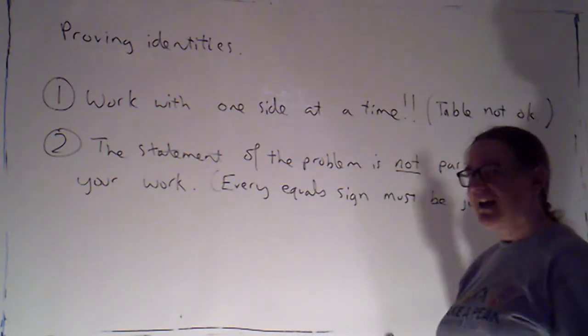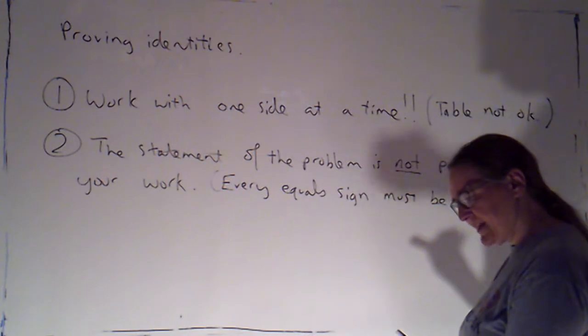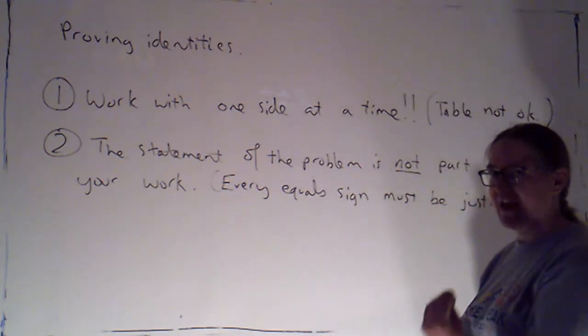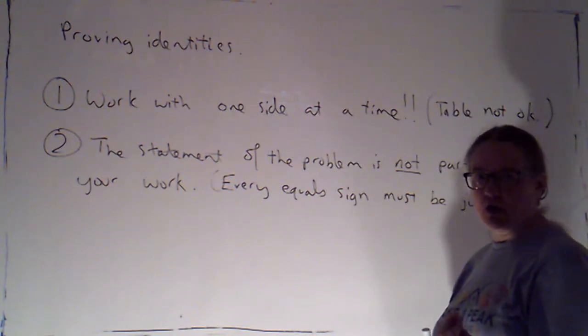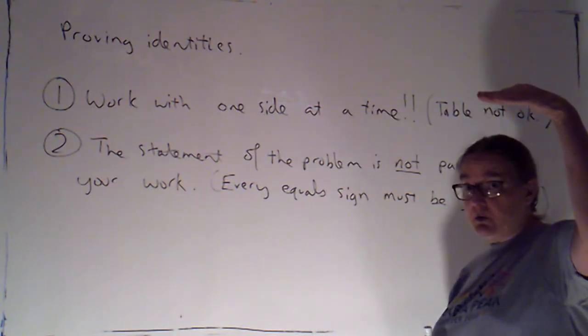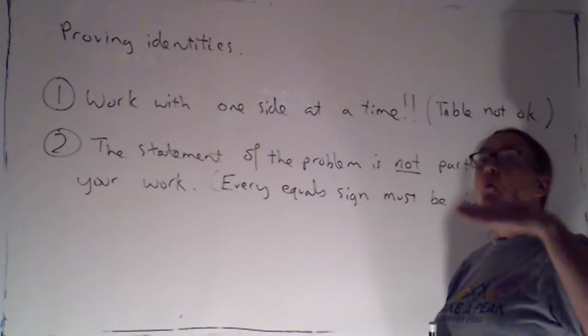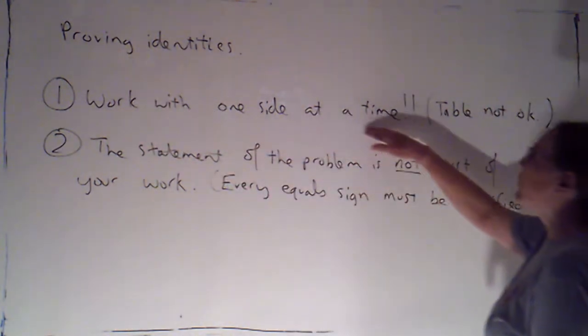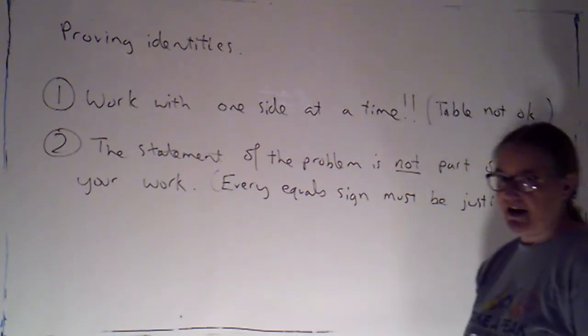Proving something is writing a systematic, step-by-step logical argument to demonstrate that something is true. Okay? It's all about the work. You're going to be given a statement that's true. You're explaining why it's true. Okay? First rule is you can only work with one side at a time.